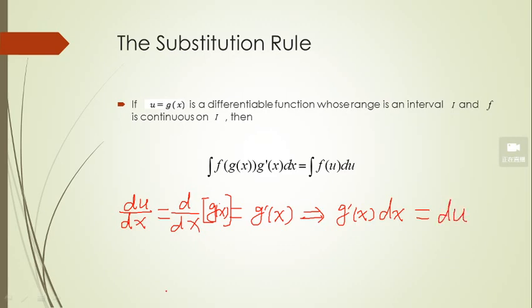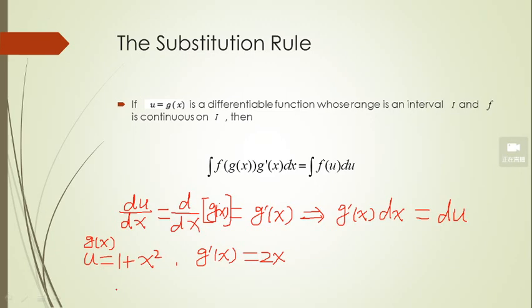In the previous example, this u is 1 plus x squared. But what is f? We know u is 1 plus x squared, and of course g prime is 2x. This is the function we call g(x), so u equals g(x), they are the same, 1 plus x squared. So g prime of x is 2x. Then what is f? f will be under the root.